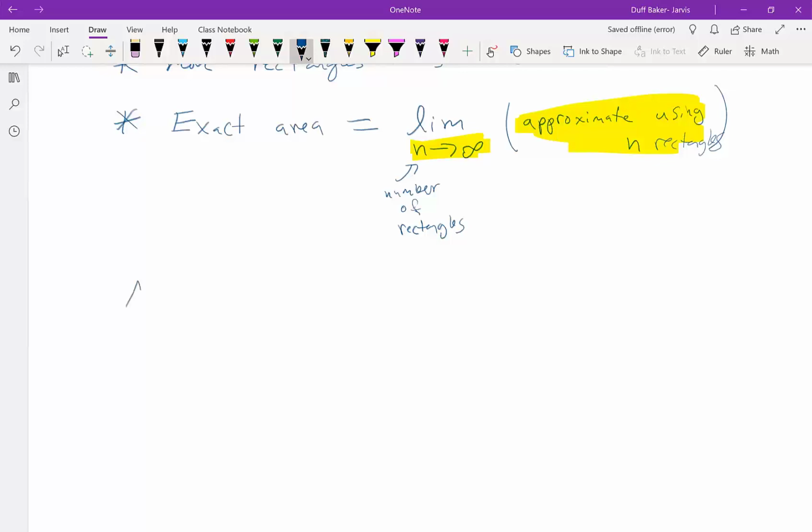So our approximation using n rectangles. And so when we do this sort of process, we're always going to stick to using right endpoints. You could do right, left, midpoint, upper, lower, but we're just going to stick to one because it always works and it's just the simplest. So we're going to stick to right endpoints now.